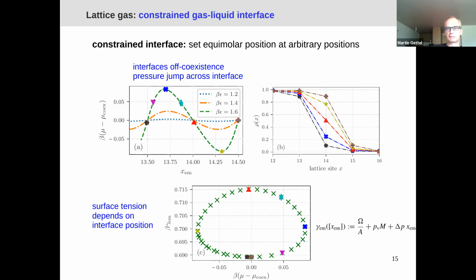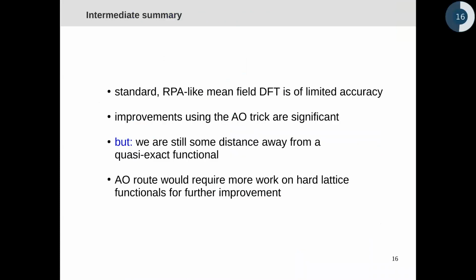It has been noted in some zero temperature considerations on the statistics of the Ising model. But it's actually quite natural that for discrete models, you can put interfaces under stress. And I think one can also generalize it to interfaces between solid phases. Okay, this intermediate summary is that we have improved a lot, I would say, on RPA-like mean field DFT, but we're still some distance away from a quasi-exact functional. But the AU route would actually require more work on hard lattice models for further improvement.